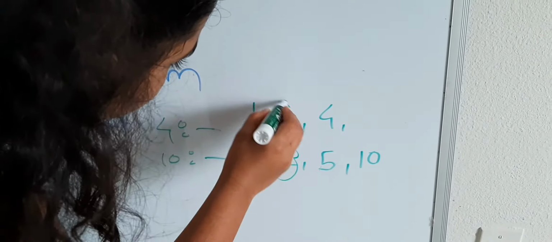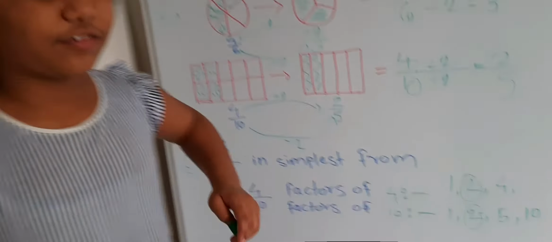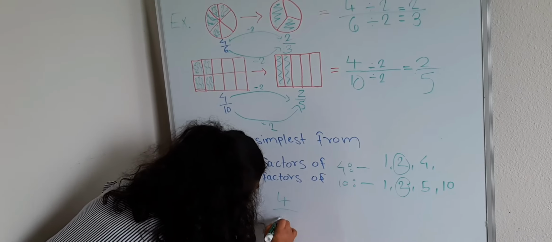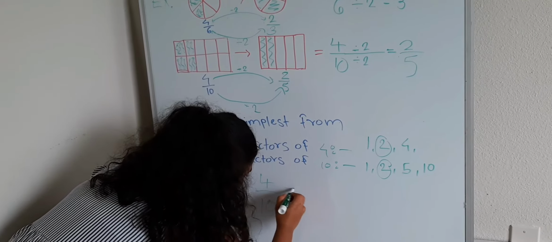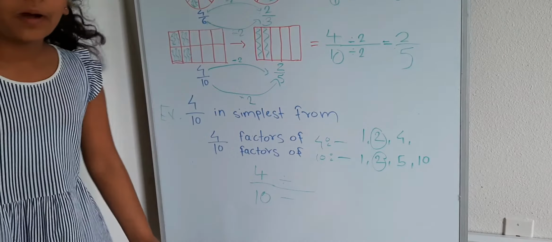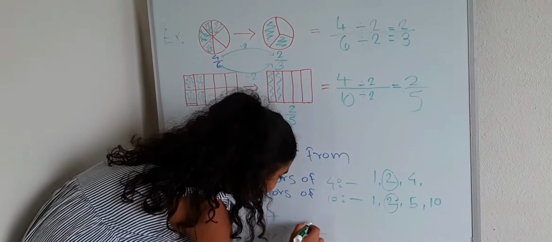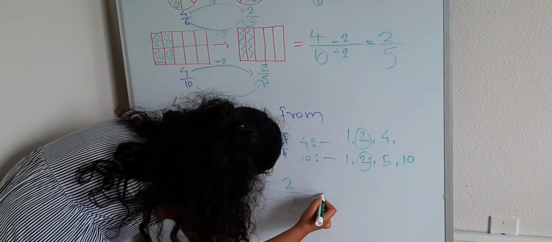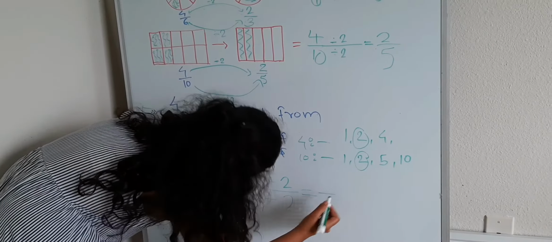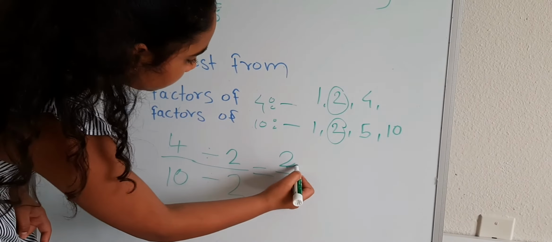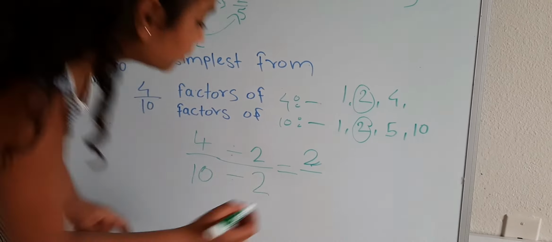So, 2. What are we going to divide it by? 2. Let's divide that. 4/10. Now we divide it by what? Yes, we just found it out. 2. And that equals, yep, 4 divided by 2 is 2, and 10 divided by 2 is 5.